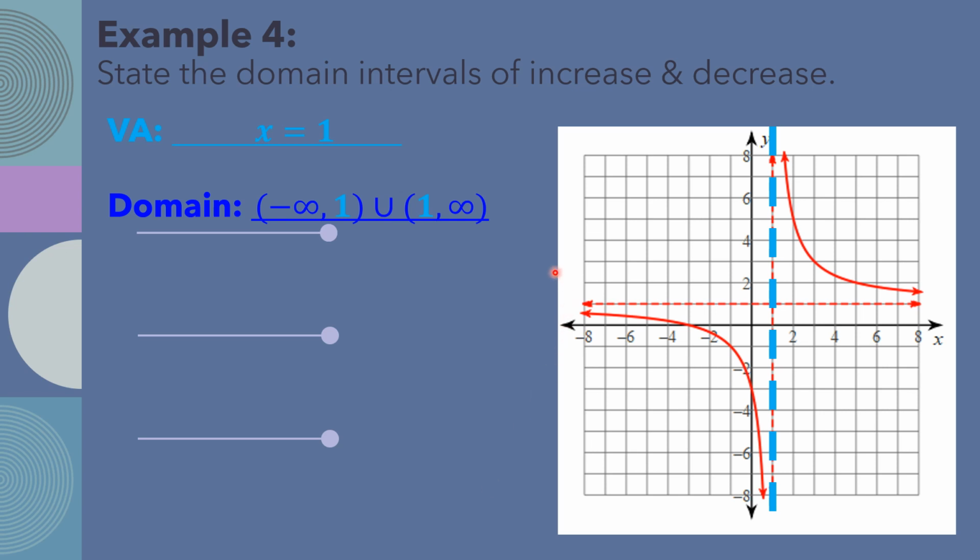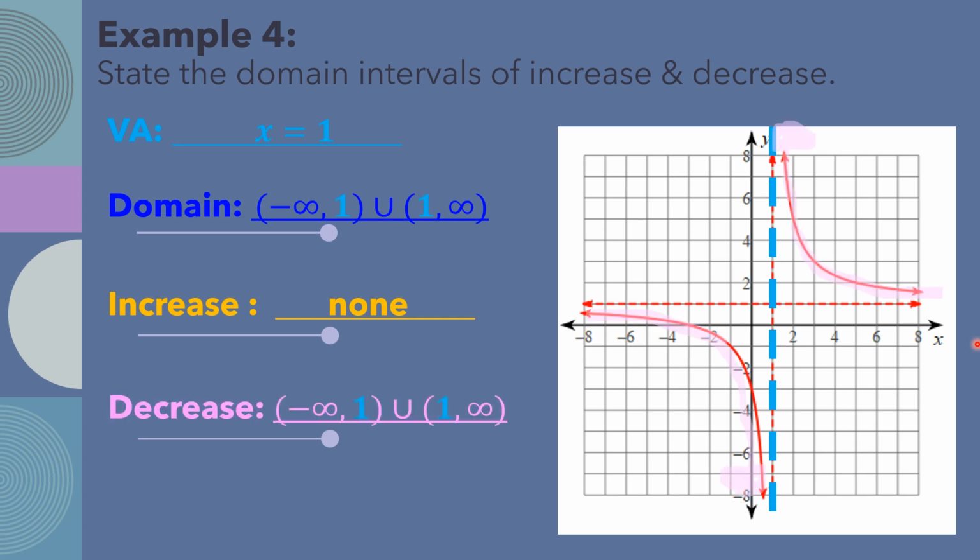As we look at this example, as we travel from negative infinity to positive infinity, the left-hand side of the function is going down, and the right-hand side of the function is also going down. Therefore, it does not increase. There are no sections of increase. The entire function decreases. So the domain, negative infinity to 1, union 1 to infinity, is the intervals of decrease.